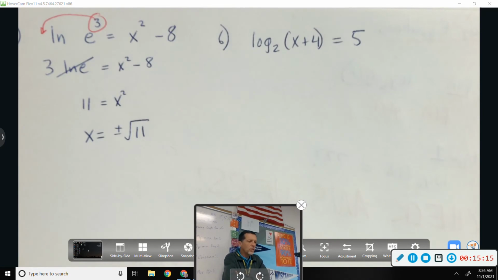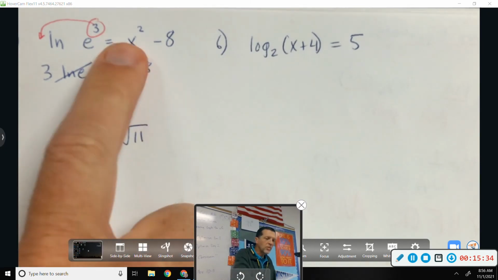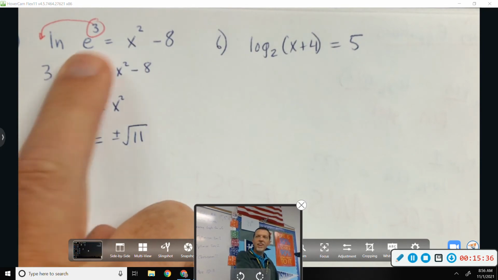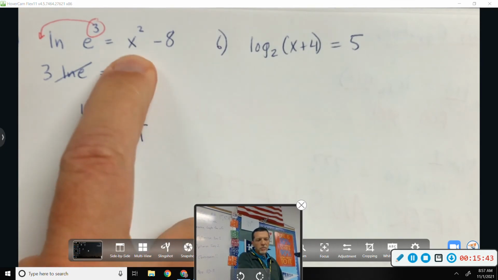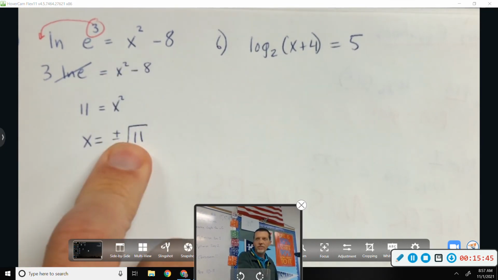Log base 2 of x plus 4 equals 5. Can't it not be a negative? You can't take the log of a negative. But when I plug this back in, I'm not taking the log of anything with x. The only x is over here. So the negative is okay. So you're right to be worried about negative, but because of where it is in the problem, it's fine for this problem.